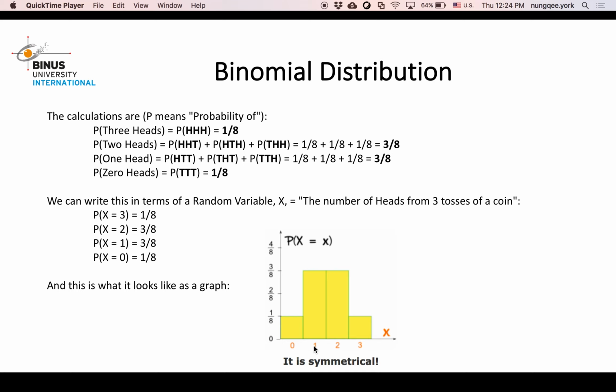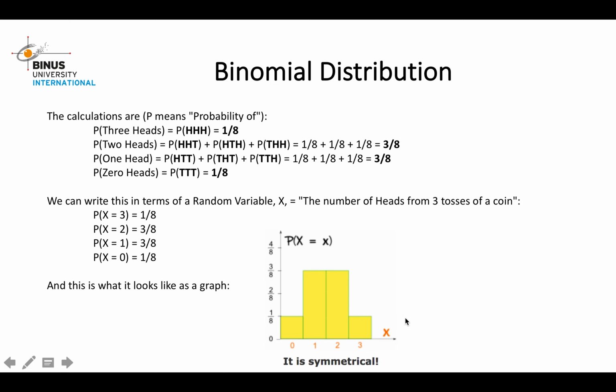And then how about 1 head? For 1 head we can get 3 over 8, so this big. And if we want 2 heads, we can also get 3 over 8. And the other way, if we only want 3 heads, that means we can only have 1 over 8 probability. If we look at this graph, it's symmetrical.